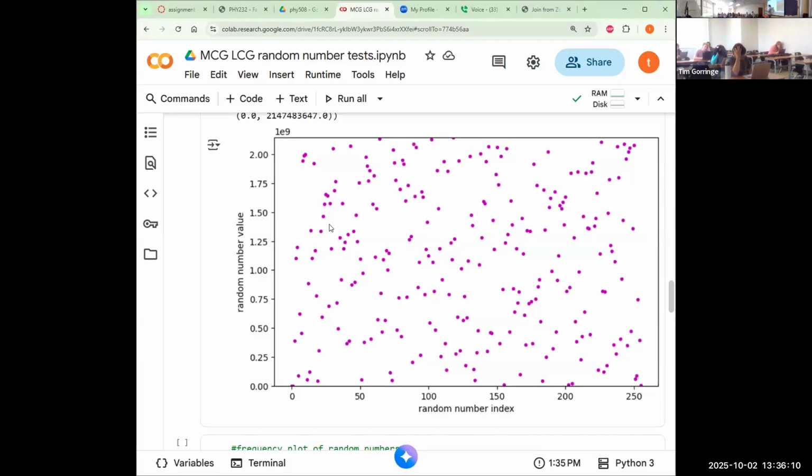Well, the range of these numbers is from 0 to 2 to the 31 minus 1. 2 to the 31 minus 1 is larger than 2 billion. So it's more than 2 billion possibilities here, and I've only generated 256. So I've only generated a couple of parts in a million of the possible outcomes of throwing this dice. But look, I got a sort of random scatter of random numbers.